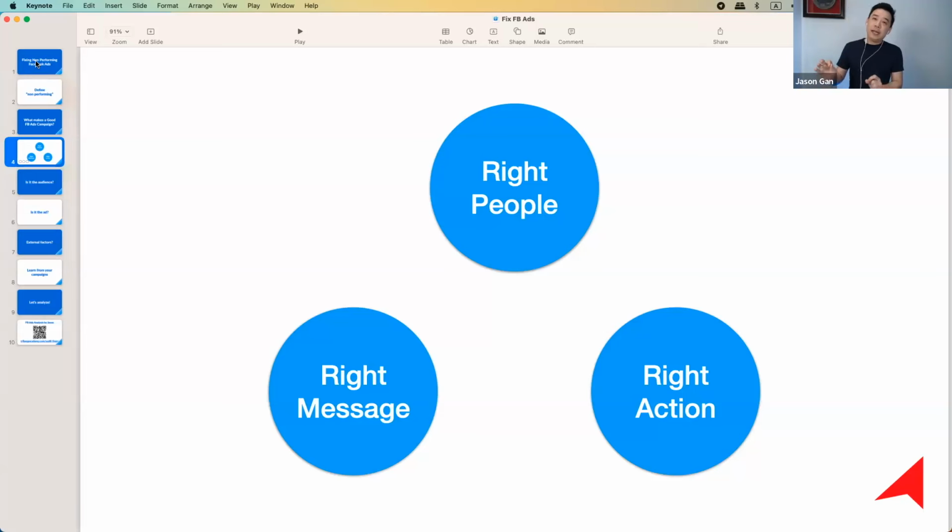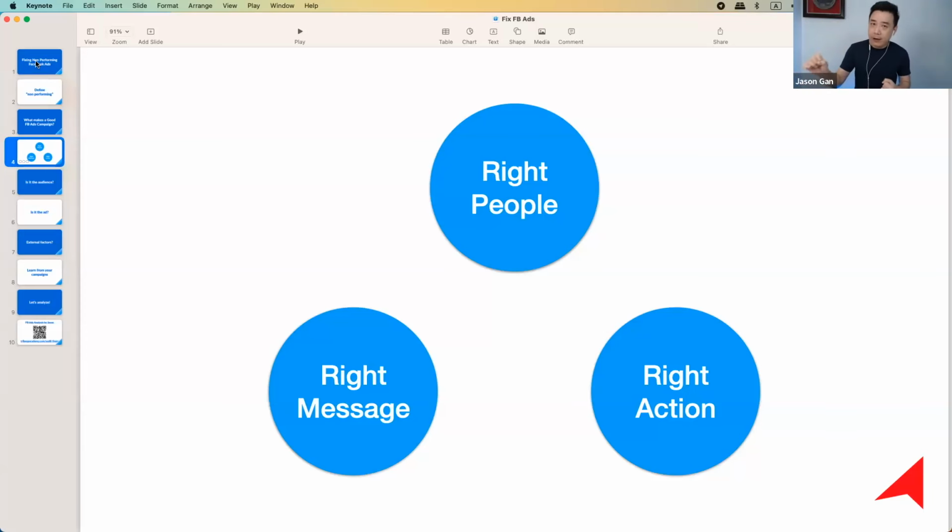But of course, another main problem that might be causing a non-performing campaign is actually the action part, which is about the objective. I did a training about objective last week. You can find it in the link in the description, where you can go back and watch how I define the Facebook ads objective to help you make a decision on which one to pick.